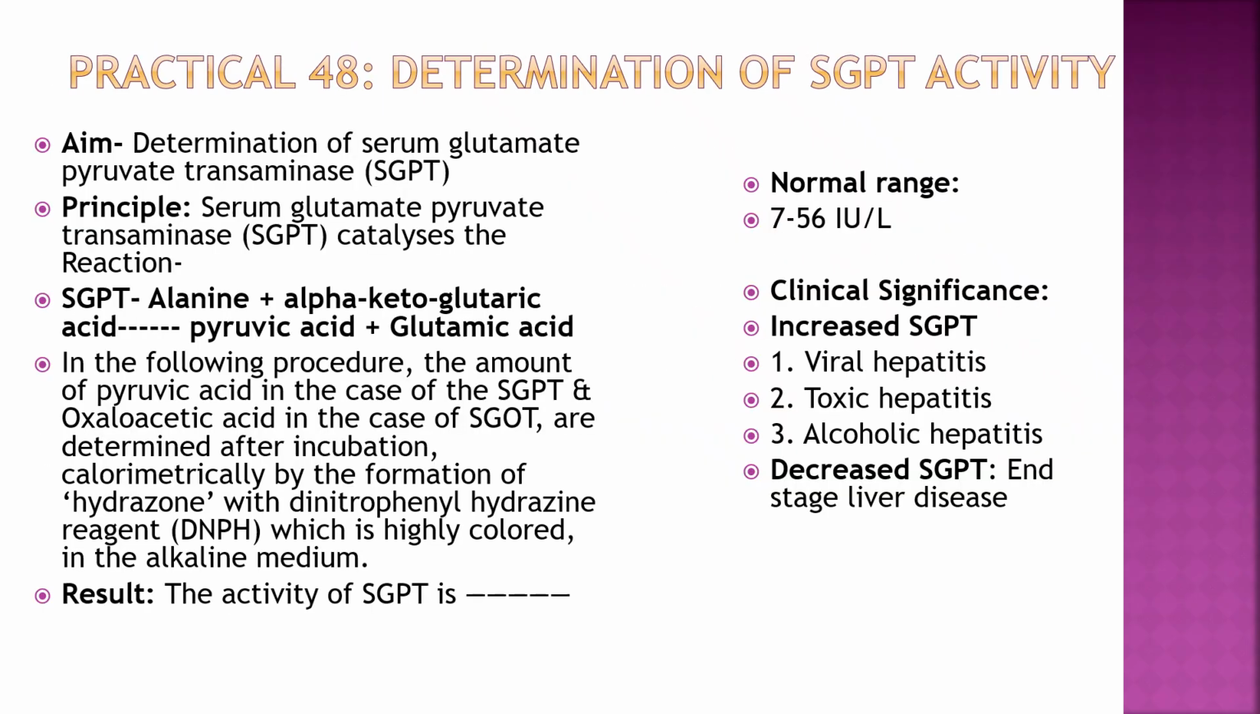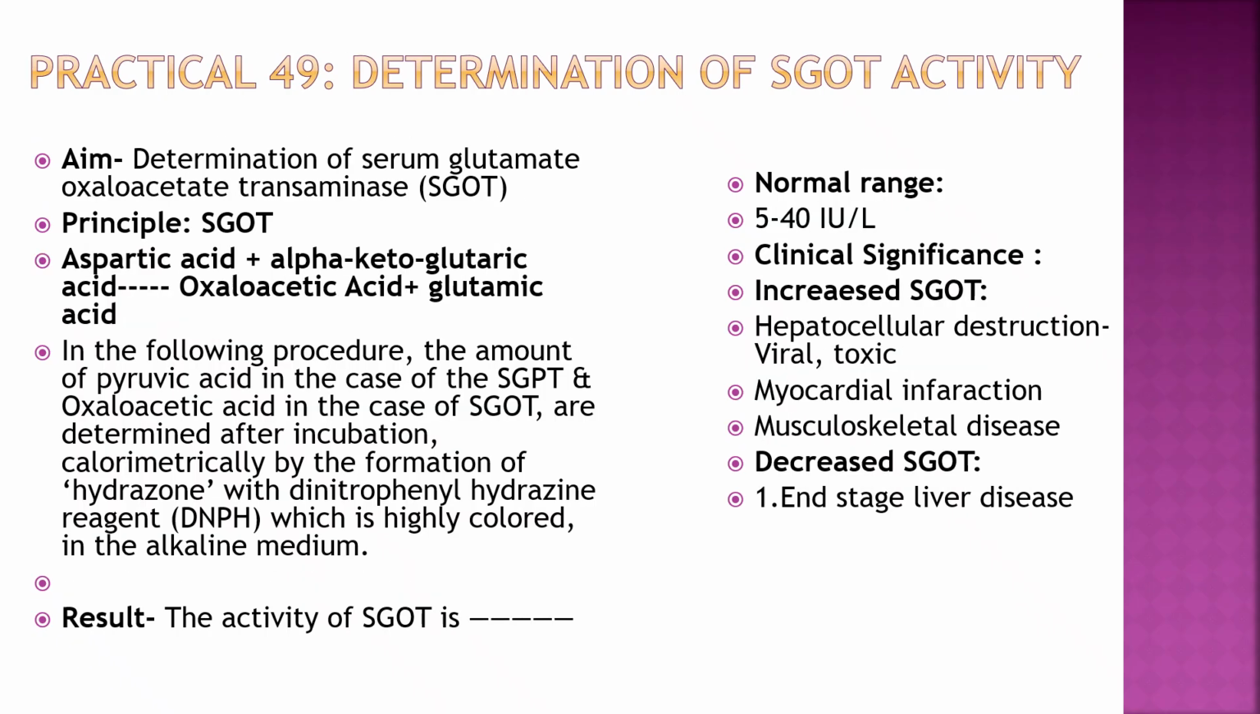Determination of SGPT, that is serum glutamate pyruvate transaminase. The reaction is alanine plus alpha ketoglutaric acid forms pyruvic acid plus glutamic acid, and that pyruvic acid combines with the dye and gives the color, and it is measured enzymatically. The normal range is 7 to 56 international units, and increased SGPT is seen in viral hepatitis, toxic hepatitis, and alcoholic hepatitis. Decrease is seen in end-stage liver disease.